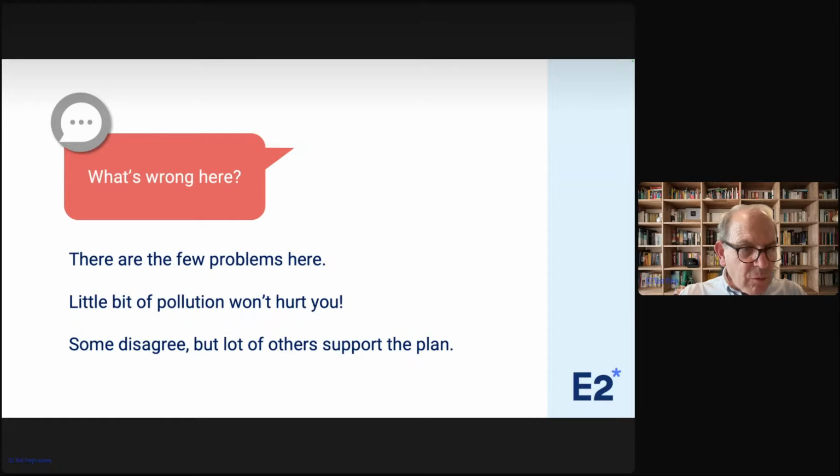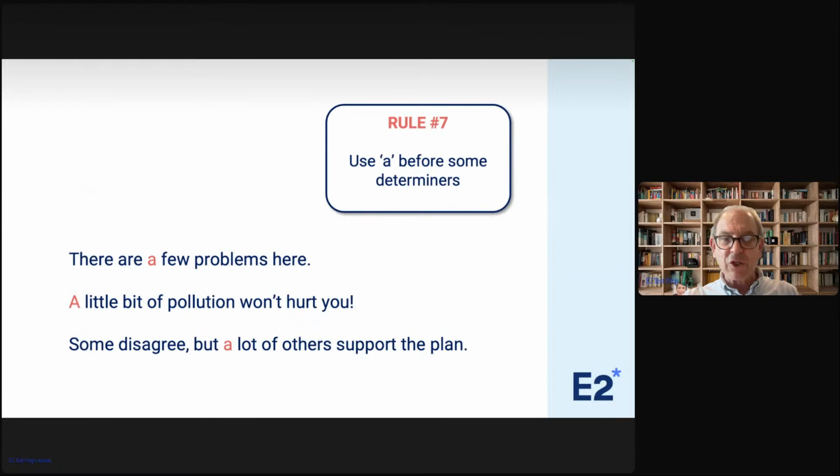What's wrong here? There are a few problems here. Which ones? A little bit of pollution won't hurt you. To some degree, but a lot of others support the plan. Some disagree. Use a before some determiners. How many? A few. How much? A little bit. A lot of others. Lots of others, or a lot of others.